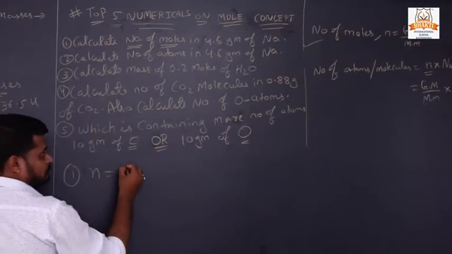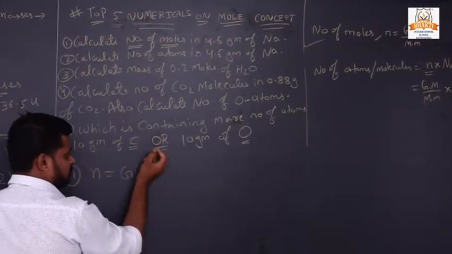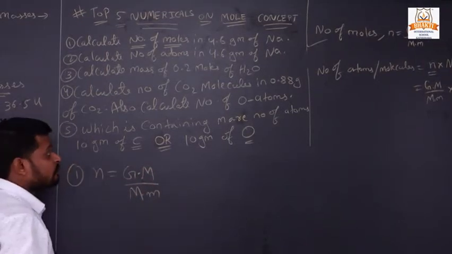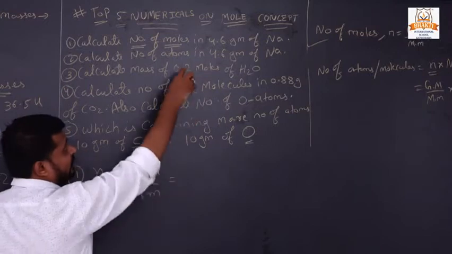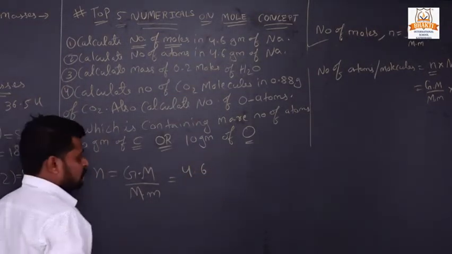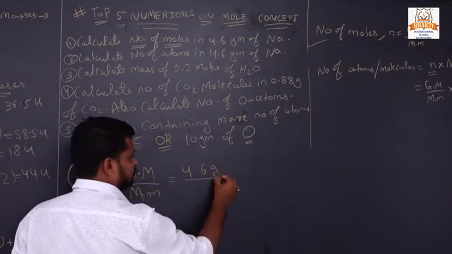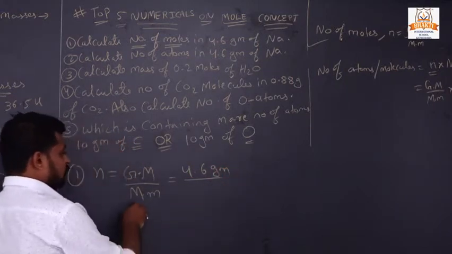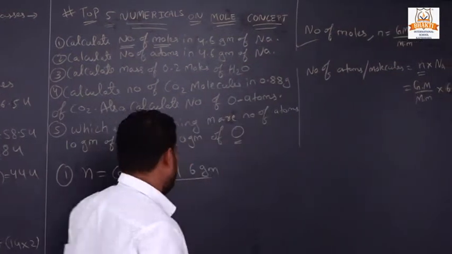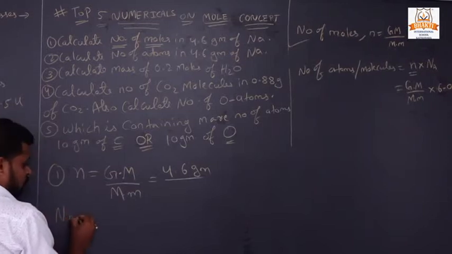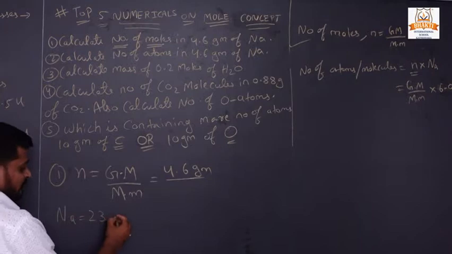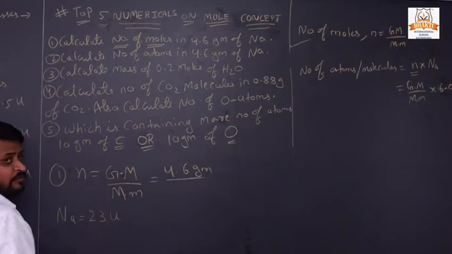n equals given mass upon molar mass, right? Here the given mass is 4.6 gram, and for the molar mass, which element was given? Na, and we all know sodium has a molar mass of 23 unified mass.